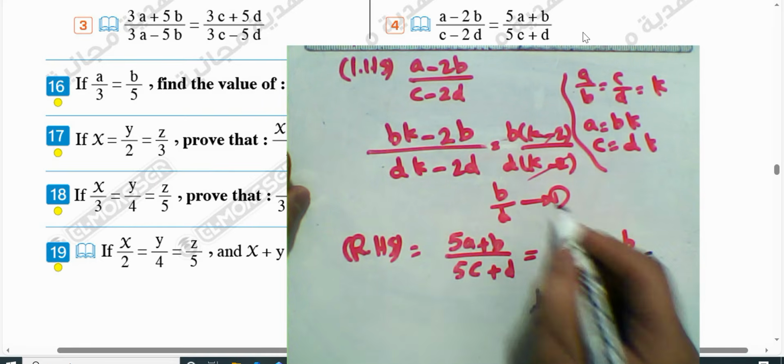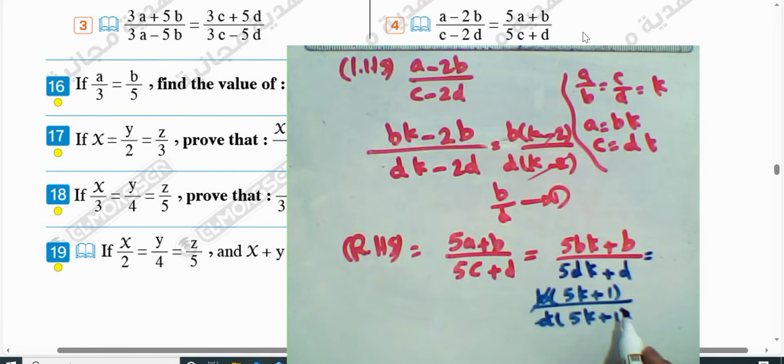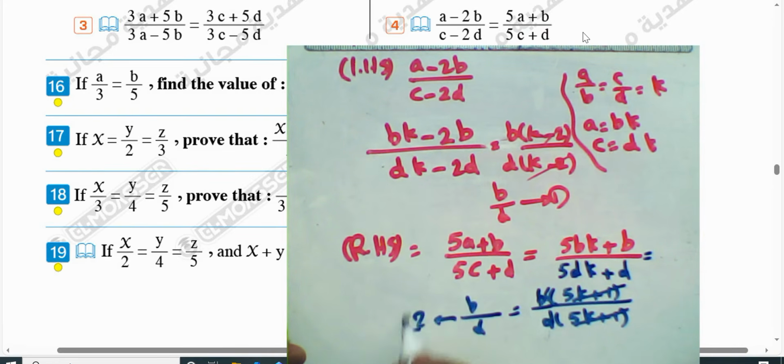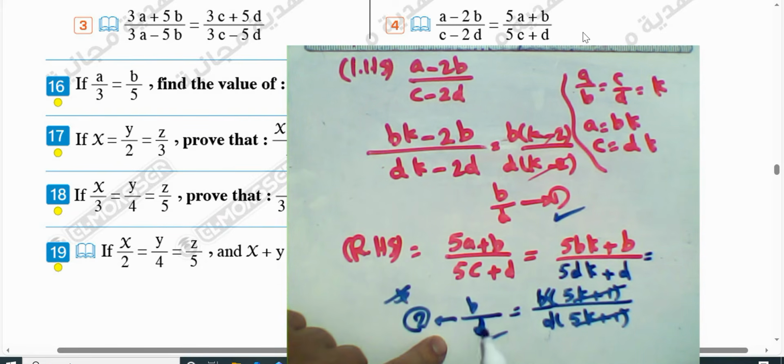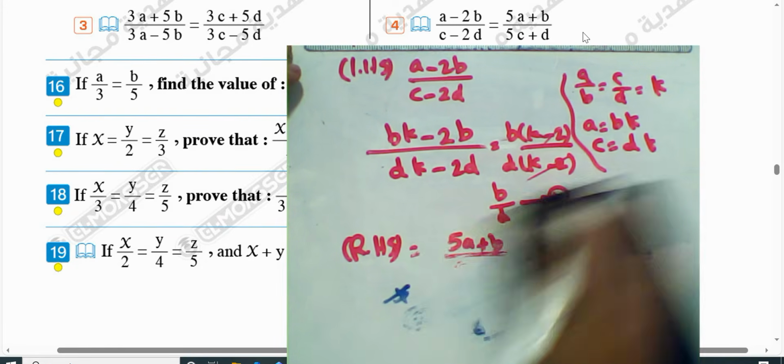Is it similar to the other relation or not? No, we can cancel this. Yes. We have b, this b and this d. Okay, then the remainder will be b over d. It's relation number 2. They are equivalent: from relation number 1 to relation number 2, equal to b over d.